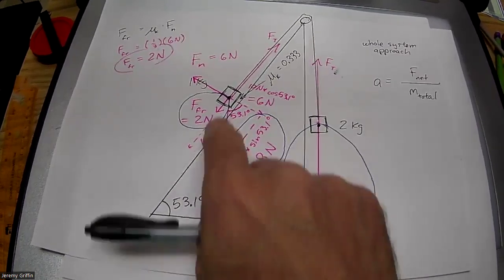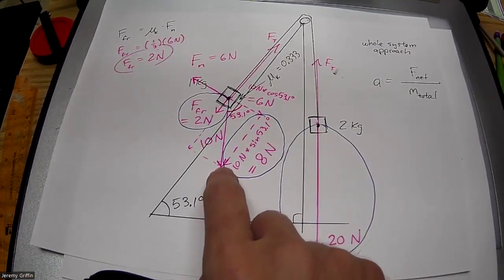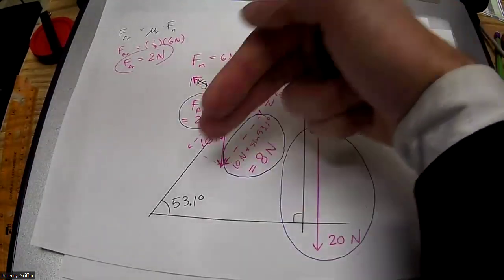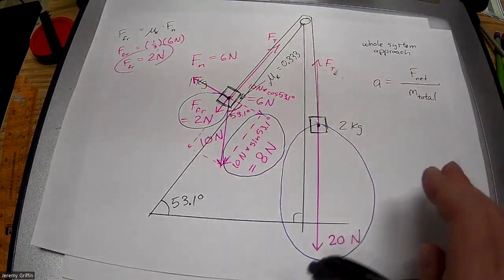Yeah, why not use the full 10 Newton weight? Because not all the weight is pulling parallel to that surface. Only 8 newtons is, right? Which is most of the weight, but it's not actually all.